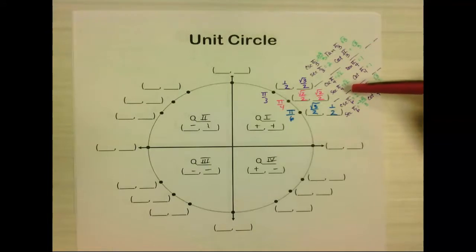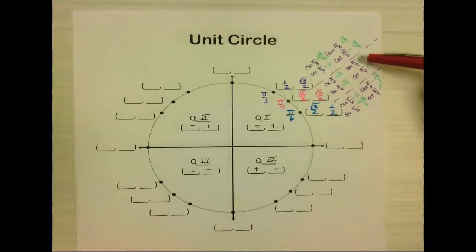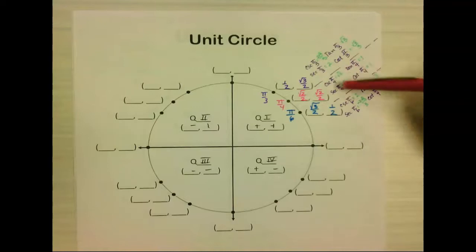And then when I move to pi over 4, cosecant of pi over 4 is root 2, secant of pi over 4 is root 2, tangent of pi over 4 is 1, and cotan of pi over 4 is also 1. So you can see some patterns that develop there. And then the last one we're doing is pi over 6, so cosecant of pi over 6 is 2, secant of pi over 6 is negative 2 root 3 over 3, tangent of pi over 6 is root 3 over 2, and cotan of pi over 6 is root 2.